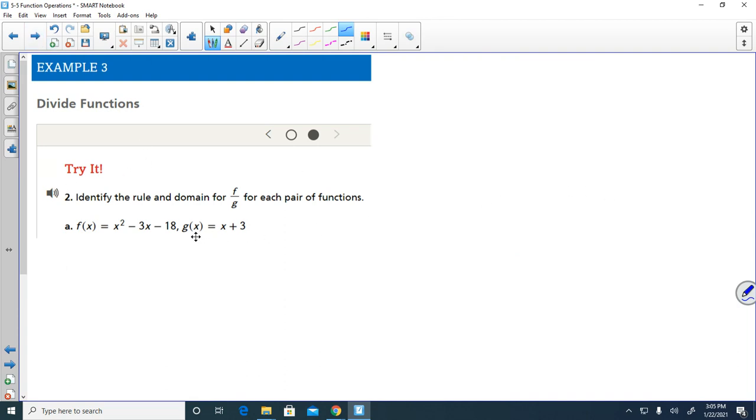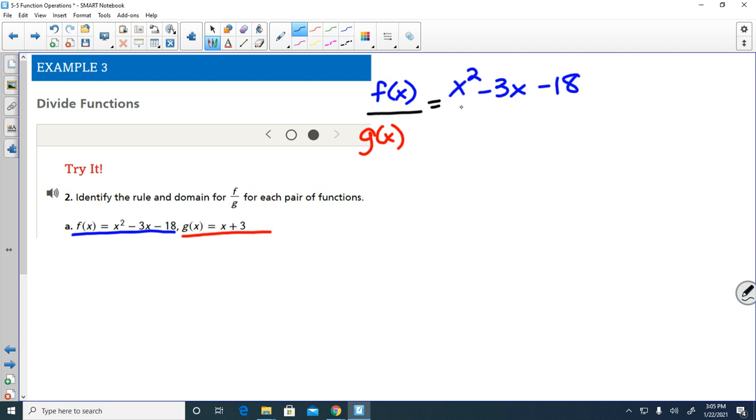Example 3. Okay, so now we're going to write a rule and domain for division. Write a rule and domain for f over g. That means the f function divided by the g function for each pair of functions. So let's make the f function blue. Let's make the g function red. And I'm going to say f of x divided by g of x equals f of x is x squared minus 3x minus 18 over g of x, which is x plus 3.